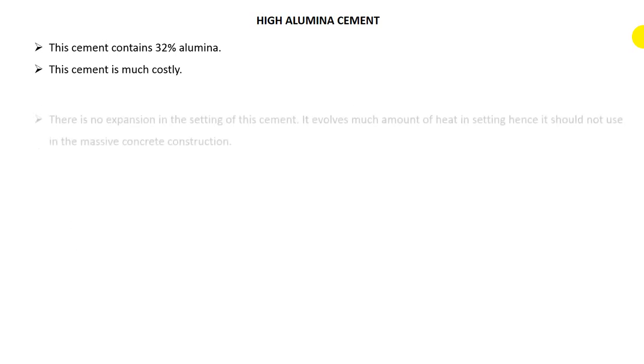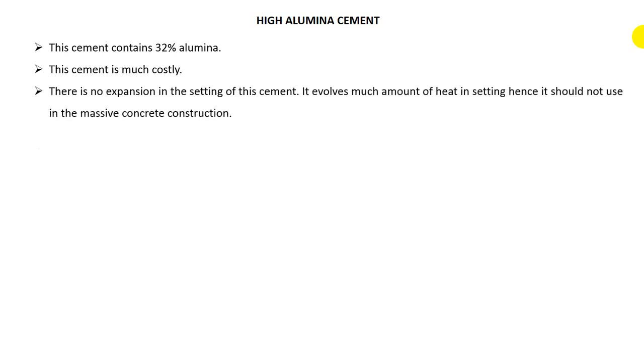So, high alumina cement. This cement contains 32% alumina. This cement is very costly. There is no expansion in the setting of this cement. At the time of setting, it does not expand. It evolves a massive amount of heat in setting, hence it should not be used in massive concrete construction.